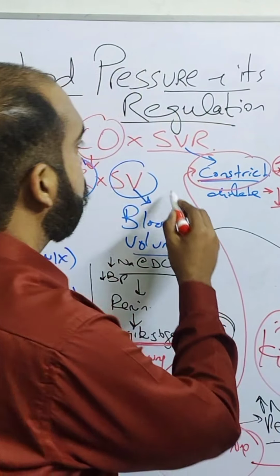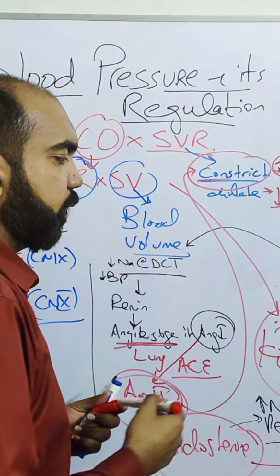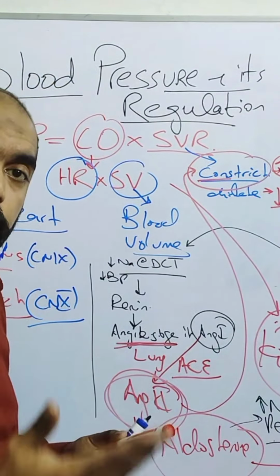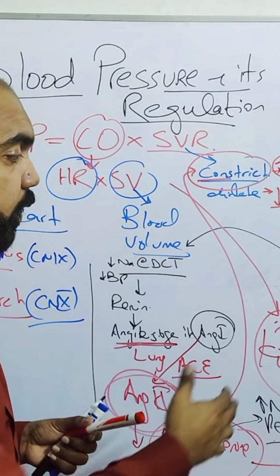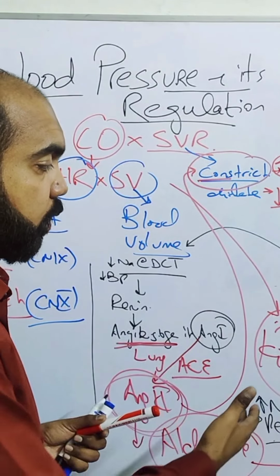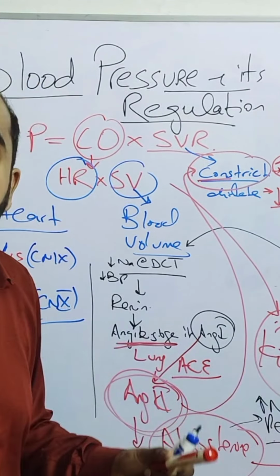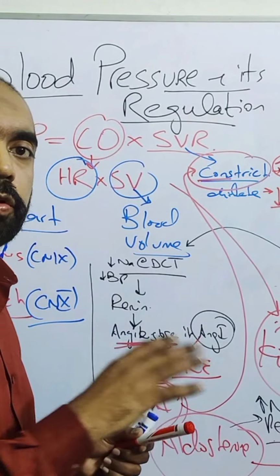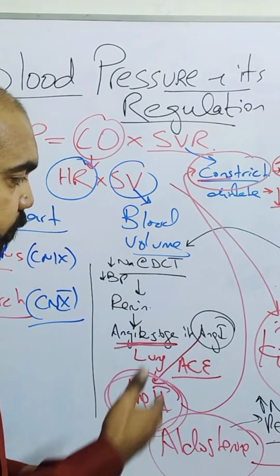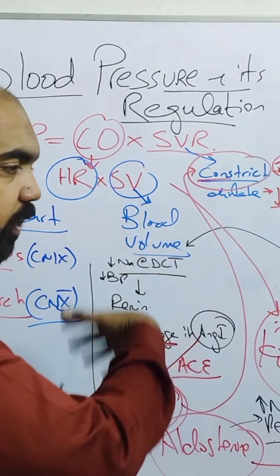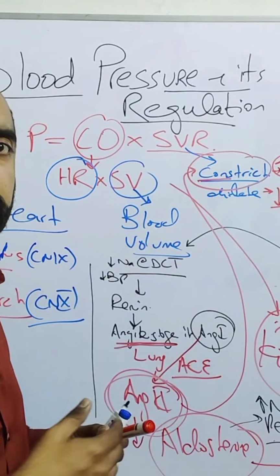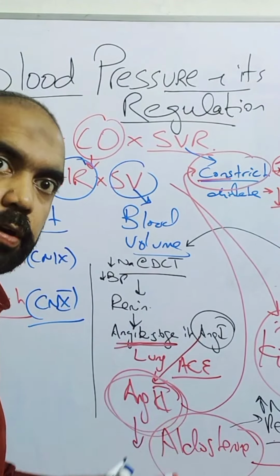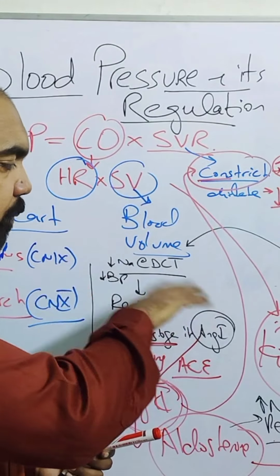So the last one, which regulates in long term, maybe hours, days, weeks, it depends on the underlying condition. So for example, if there is heart failure, the heart is not pumping adequately, so blood would not be reaching kidneys adequately, renin would be secreting, and this system would be activated, and it would take, why? Because actually the underlying cause is heart failure. If you treat the heart failure, this would automatically be regulated.